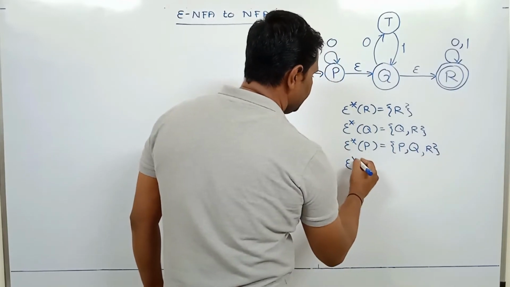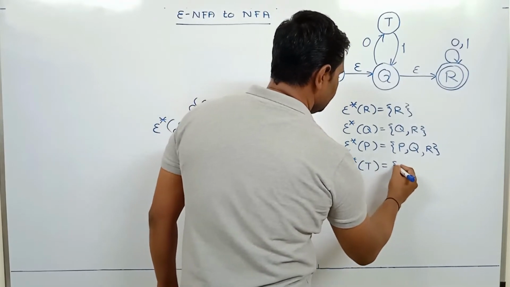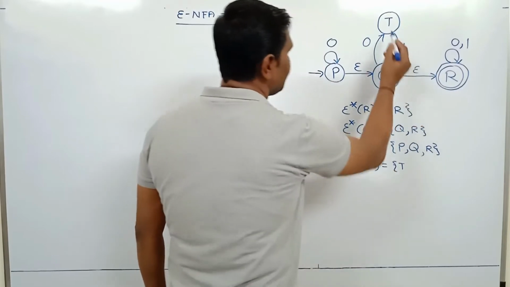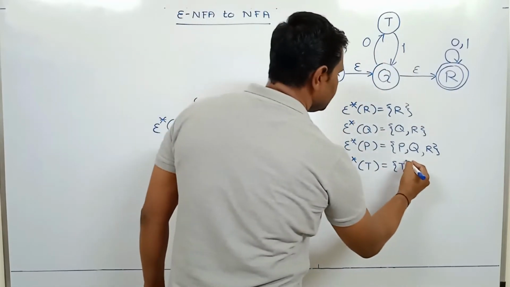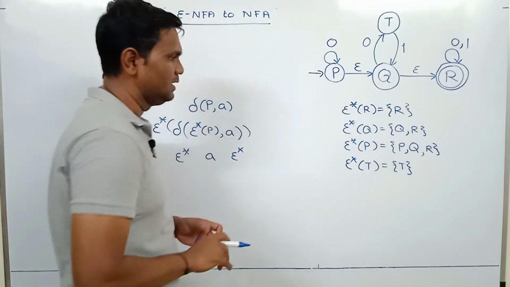There is one more state, T. First we add state T. From T there is no epsilon transition, so epsilon closure of T contains only T.